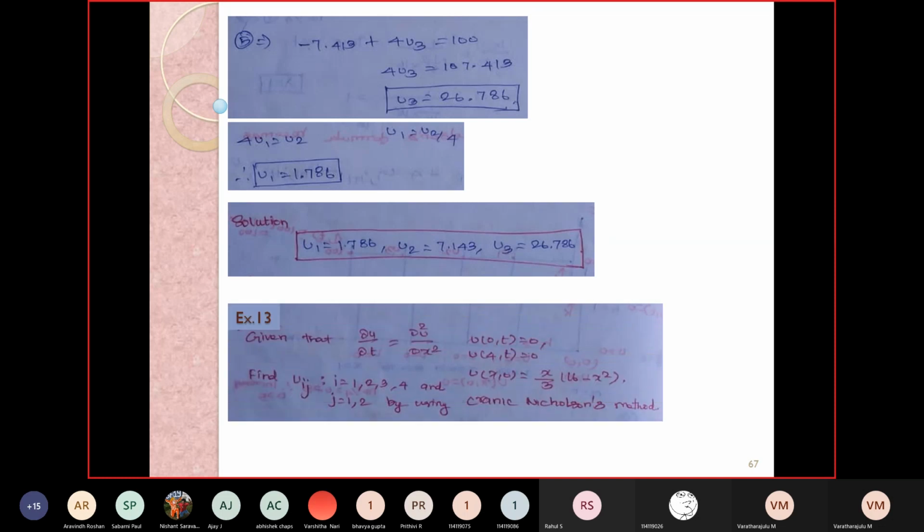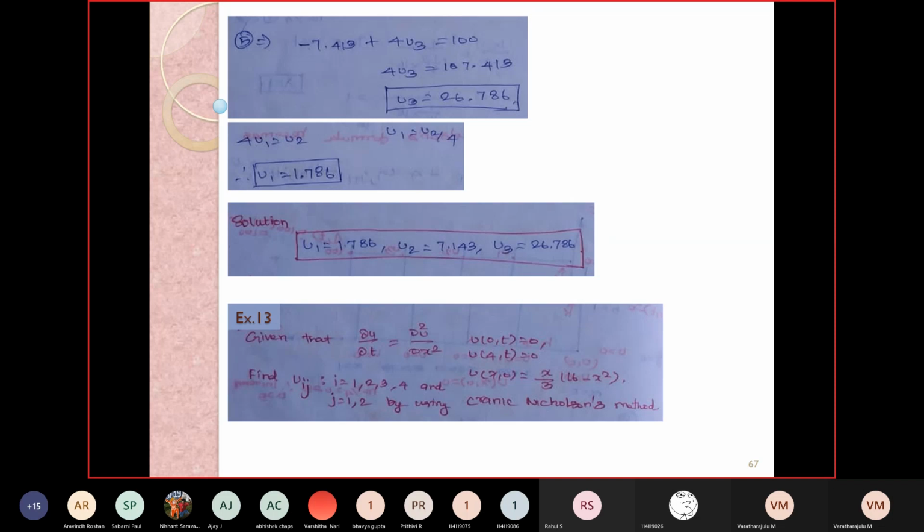Okay, please make a note. This is for your practice. Please make a note that dou u by dou t is equal to dou square u by dou x square. Here we don't have any a, therefore a is equal to 1. u of 0 comma t is equal to 0. u of 4 comma t is equal to 0. Therefore left vertical axis is 0, right vertical axis is also 0.